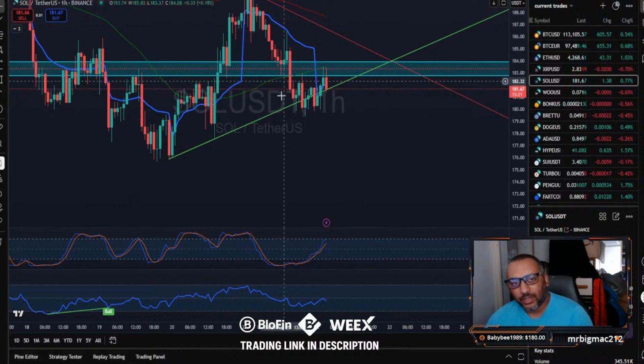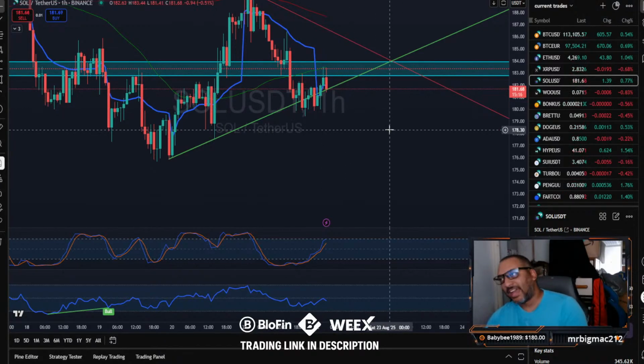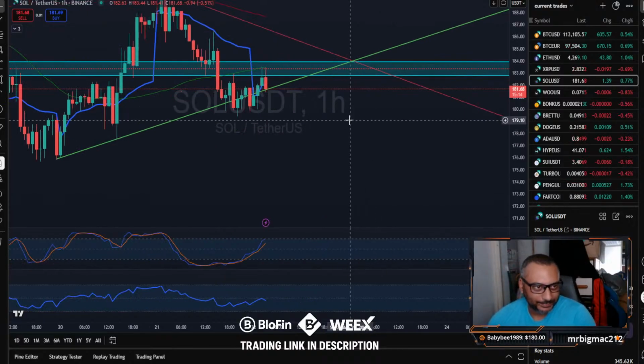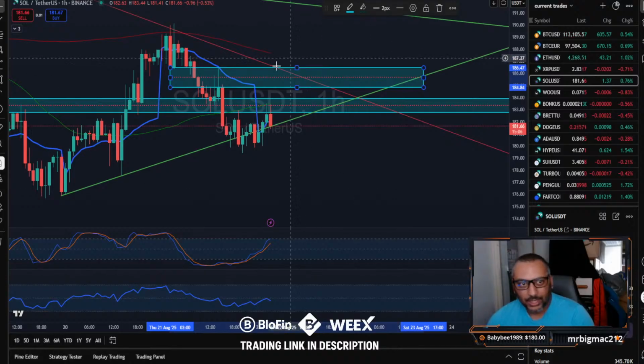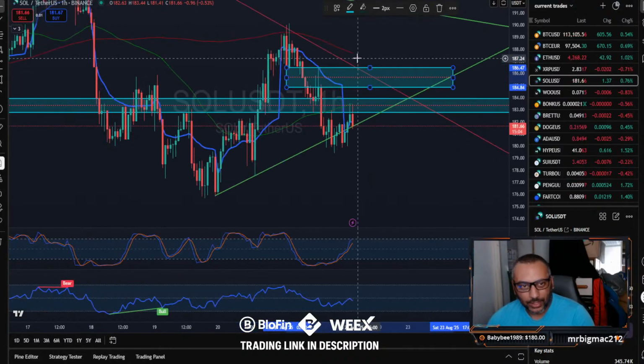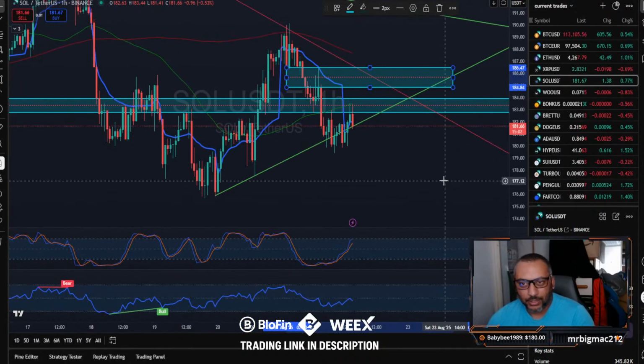Fighting desperately hard to hang on to support. Kind of looks nasty. Area in which it really needs to be. It's going to be right here. That right there on the 1 hour. If you can get above that, you're doing pretty damn good.